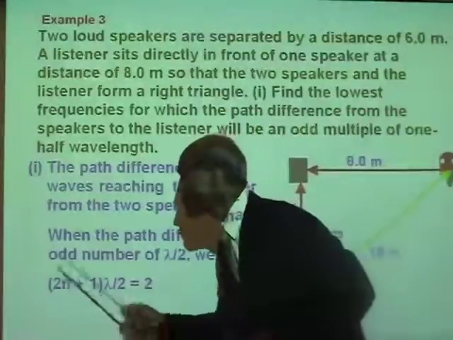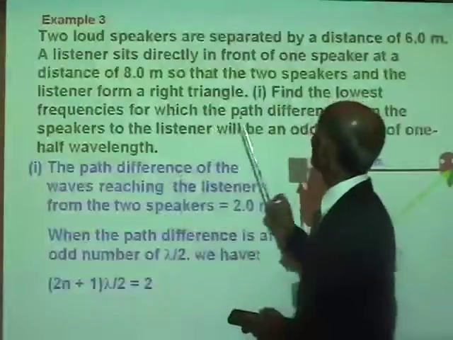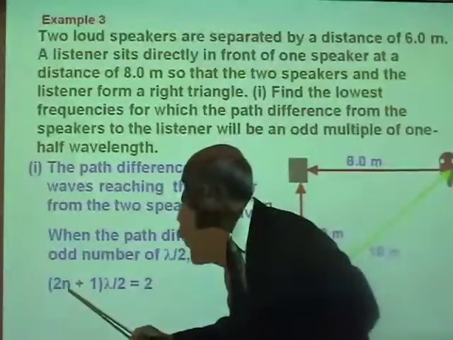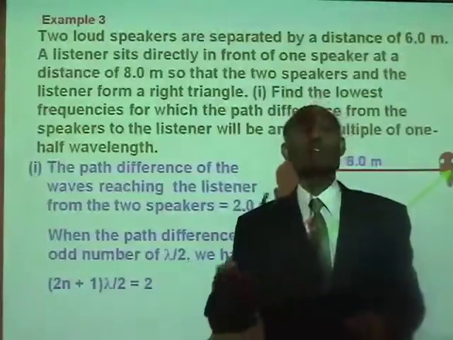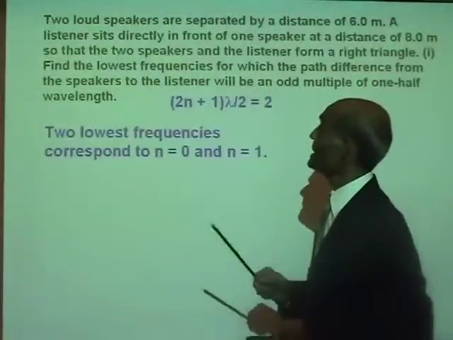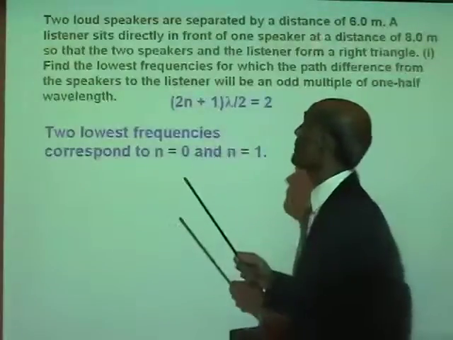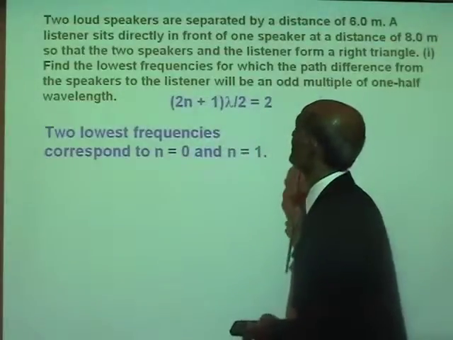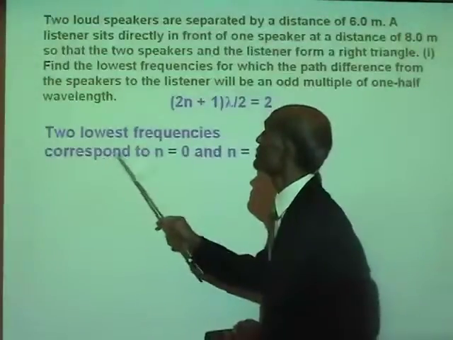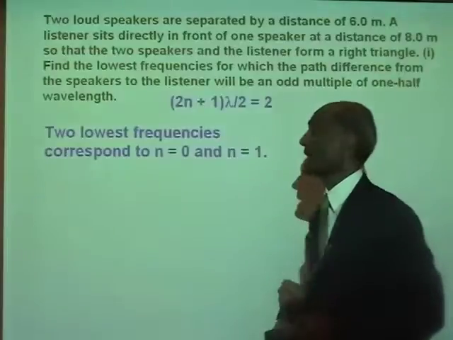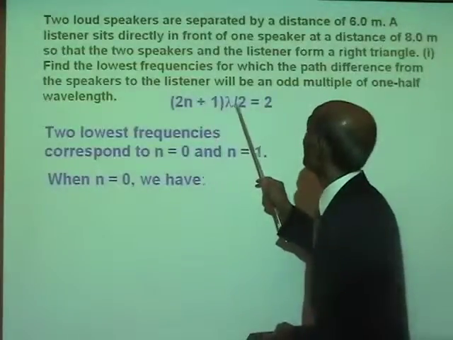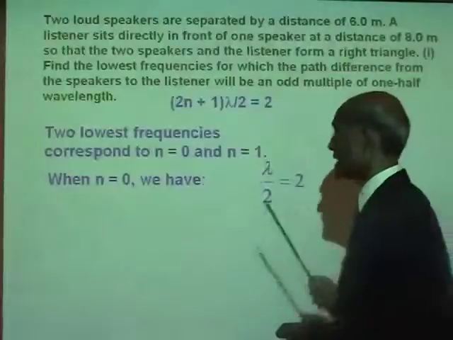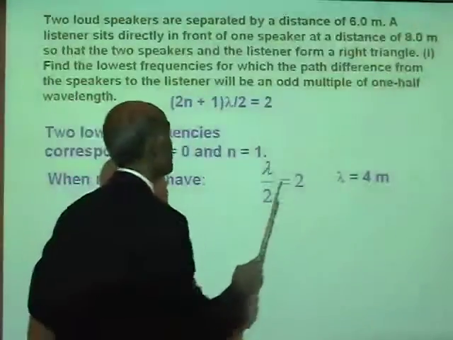Now, what is the smallest value of n? We are supposed to find the lowest frequencies. The lowest frequency occurs when n, the integer, has the lowest value. What's the lowest value of n? Well, the lowest value of n is 0. When n equals 0, you get lambda by 2 equal to 2. And when n equals 0, lambda by 2 equals 2, or lambda equals 4 meters. So the wavelength of the lowest frequency is 4 meters.